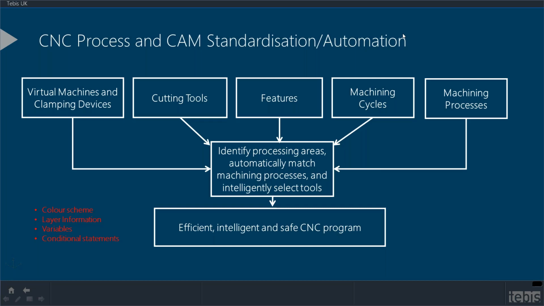When we're doing the templating of machining programs, we're going to employ all of the other 4 database areas to create fully formed programs that are ready to use within Tebis. Now, with the machining processes, we can identify processing areas automatically, match machining processes, and intelligently select tools. When we have Tebis automatically selecting data, we can select this data by way of the color scheme, by way of layer information, but we can include variables and conditional statements for the intelligent selection of tools. The end outcome of all of this is that we have efficient, intelligent, and safe CNC programming.